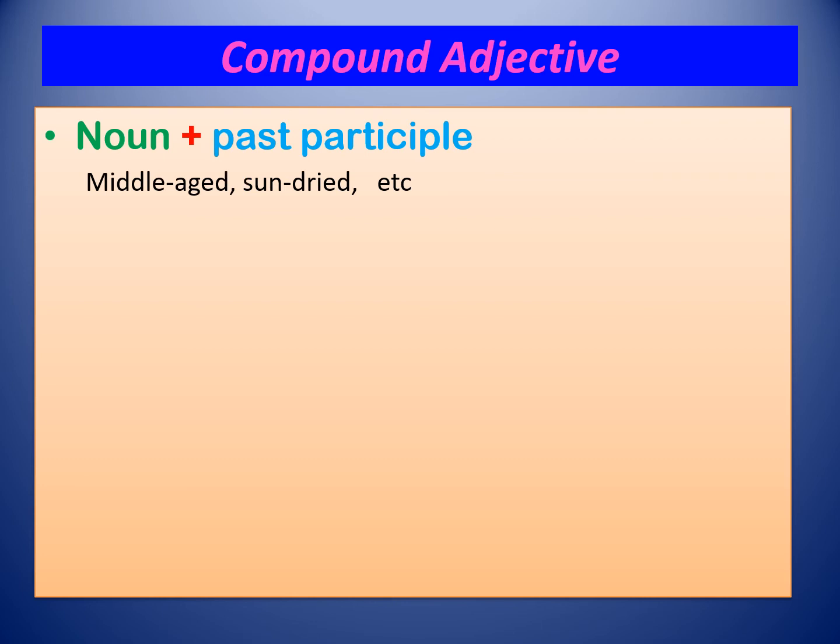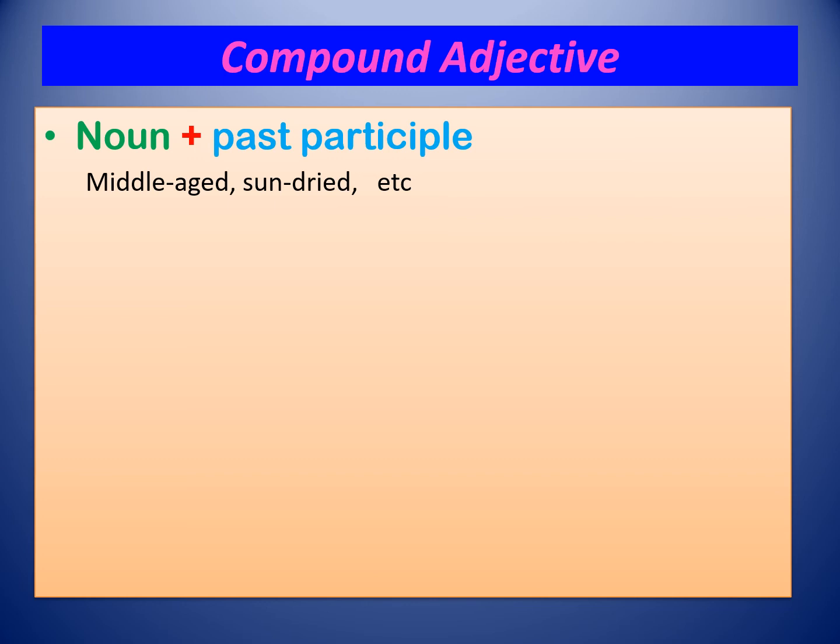Middle aged, sun dried. These are all compound adjectives formed with a noun and past participle form of words. So in middle aged, middle is a noun, aged is a past participle. Sun dried, sun is a noun, dried is a past participle. Round faced, so in round faced, round is a noun, faced is a past participle.